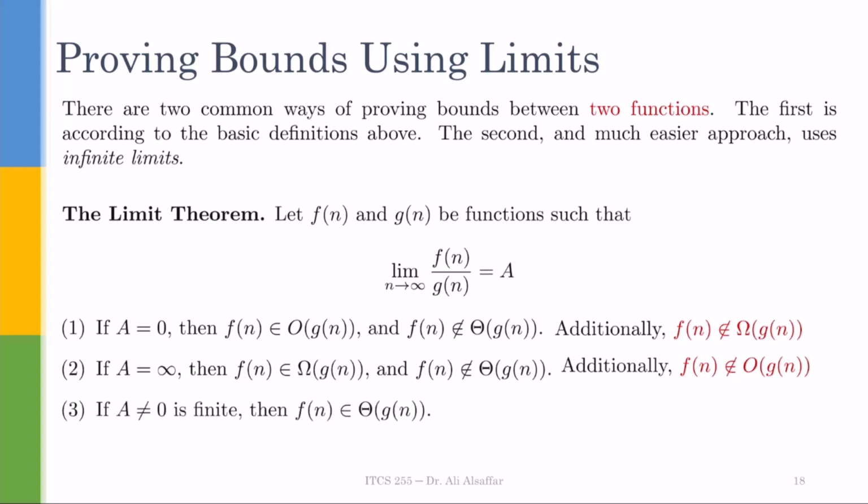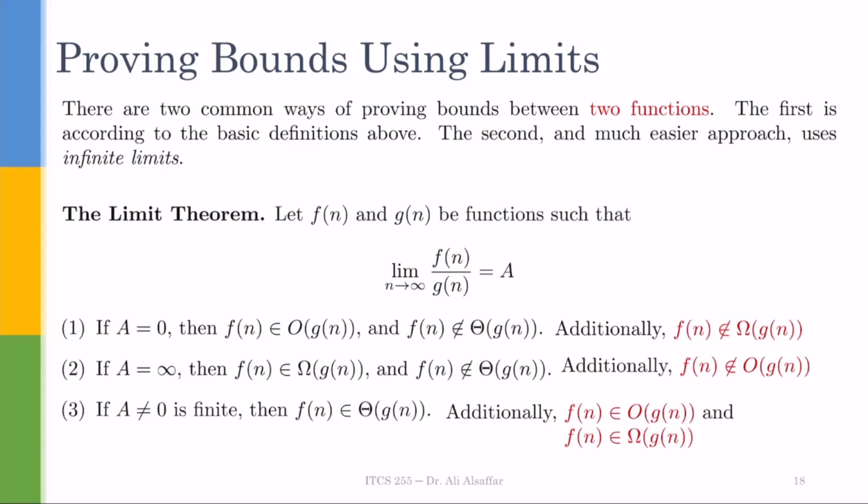Finally, if the infinite limit is equal to a finite number other than 0, then we can say that f of n and g of n grow at the same rate. So no function is larger than the other function. This can be defined as an asymptotic notation by f of n belongs to big theta of g of n. And since f of n belongs to big theta of g of n, then it belongs to big O of g of n and belongs to big omega of g of n.